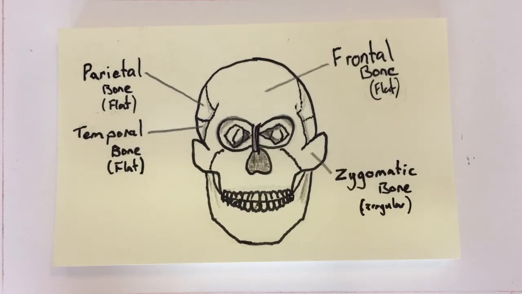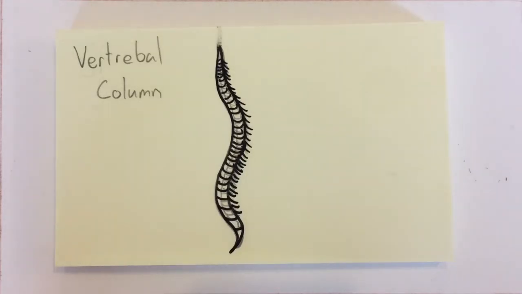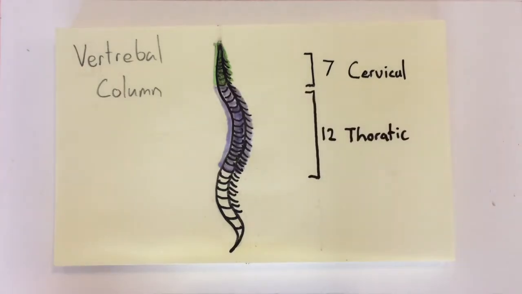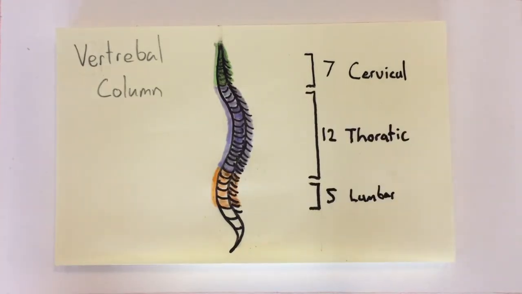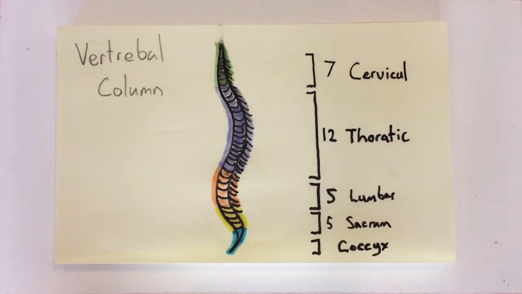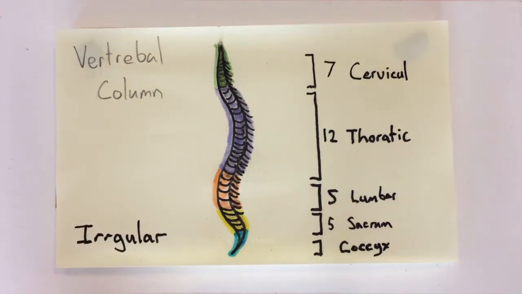If you look down to what connects to this, you start thinking about the spine, or also called the vertebral column. The vertebral column has 7 cervical vertebrae, 12 thoracic vertebrae, 5 lumbar vertebrae, 5 sacrum vertebrae, and 1 coccyx. Generally, the coccyx is the one you break when you fall on your bum. These are all irregular bones.